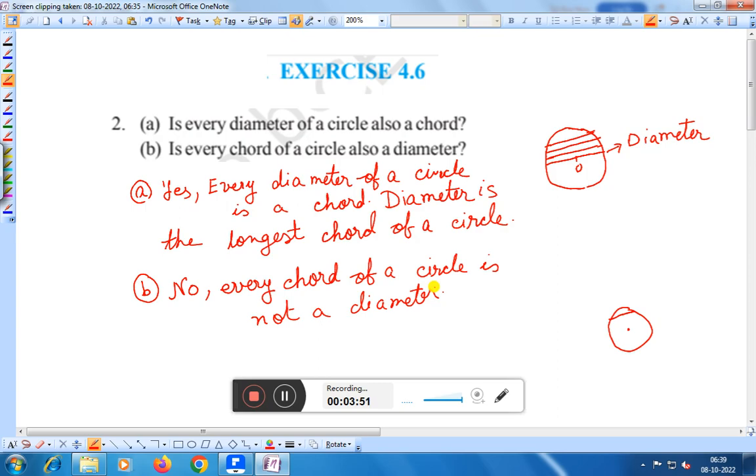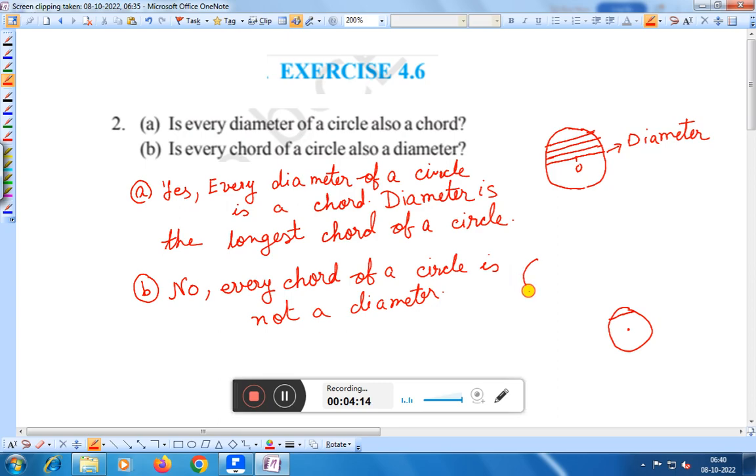That means, is every diameter of a circle also a chord? Yes, every diameter of a circle is a chord, and the diameter is the longest chord of a circle. When the chord passes through the center of the circle, that is the diameter. Question B. Is every chord of a circle also a diameter? No, every chord of a circle is not a diameter.